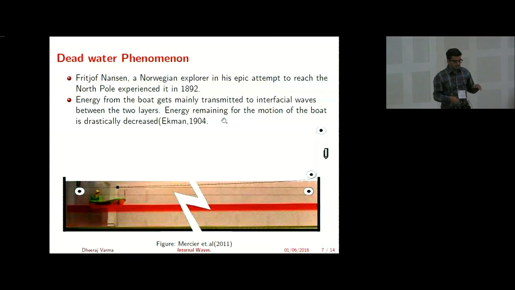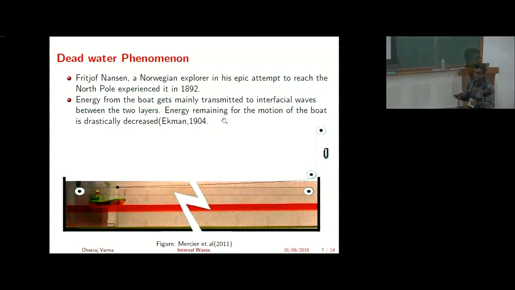So they say that when the ship is moving, it transfers some energy to this interface, and this interface gives an additional drag to the ship. So that's the reason why the ship slows down. And recently, Marcia et al.